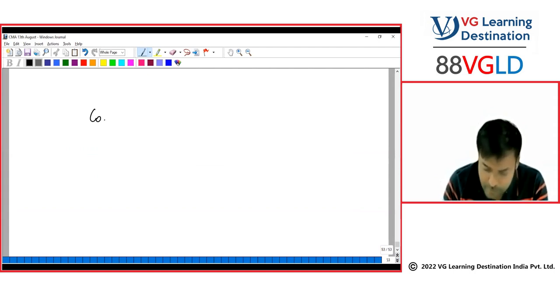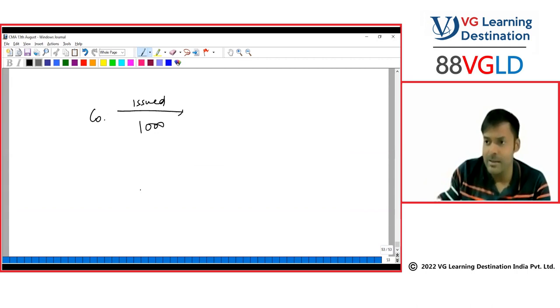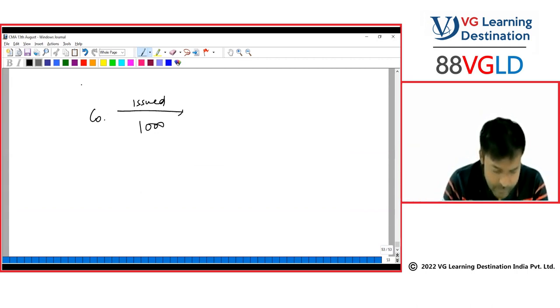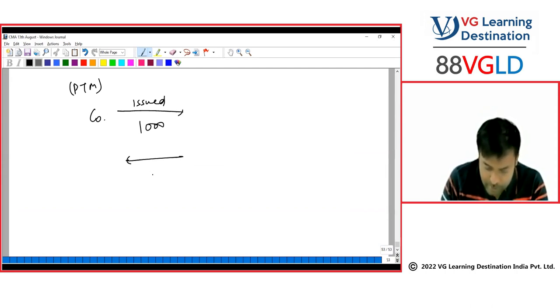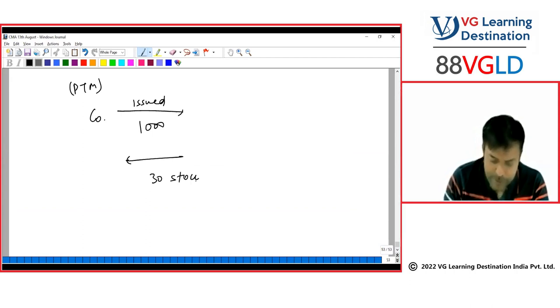So guys, company has issued, let's say, 1,000 shares. Don't worry, guys. We have done it in part 2, but I'll quickly cover it here. Let's say Paytm has come with the IPO and has issued 1,000 stock in the market. After a point of time, the IPO was not really well and Paytm has purchased 30 stocks from the market. Purchase back, buyback. In India, we call it buyback.